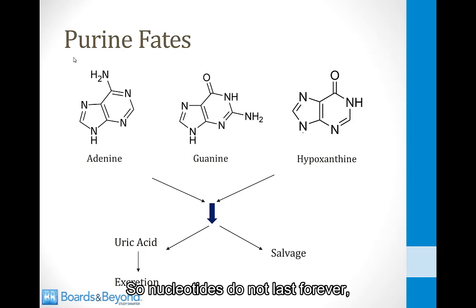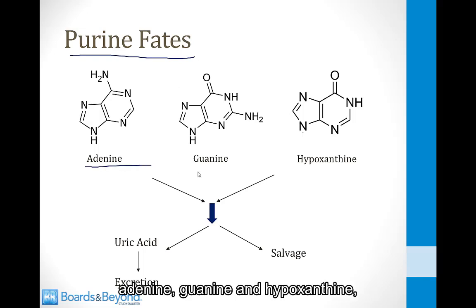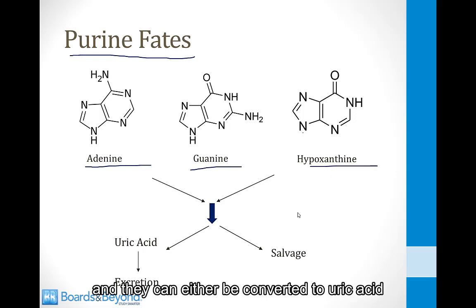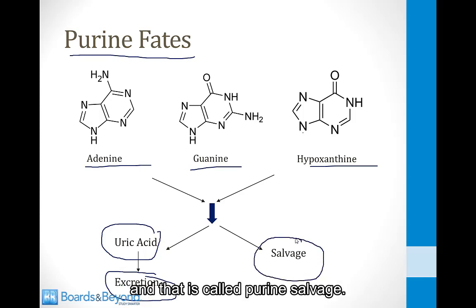So nucleotides do not last forever. They will break down inside of cells, and free-floating purine bases will be found inside of cells. So let's talk about the potential fates of those free-floating purine bases. The 3 purine bases, recall, are adenine, guanine, and hypoxanthine. And they can either be converted to uric acid, which can then be excreted by the kidneys, or they can be remade into nucleotides, and that is called purine salvage.